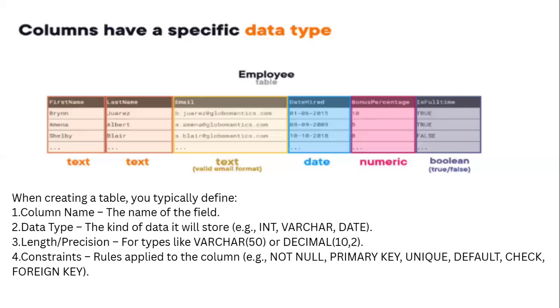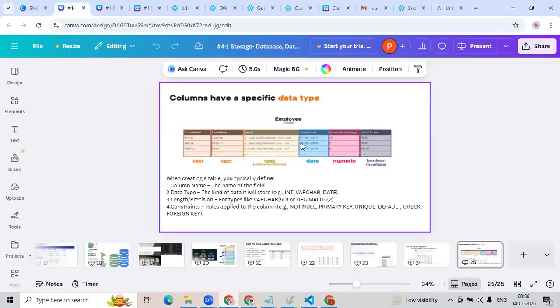Clear? To create a table, we need four important things: column name, data type, length, and constraint. Here, column name and data type are mandatory. Length and constraints are optional. Tomorrow we'll discuss data types, and tomorrow we'll work on how to create the table and all those things.